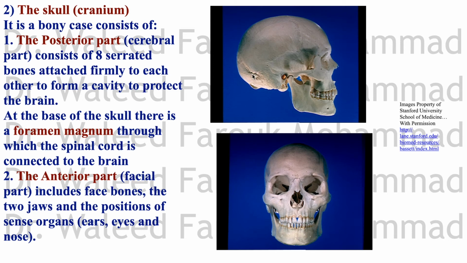Cerebral part formed of bones almost fused together in these sutures, zigzag lines, joints. And the anterior or facial part has the facial bones, like the nasal bones, like the orbit in which there's the eye, the upper jaw and the lower jaw, and contains the sense organs like the eyes, like the nose for smelling, and the ears on the sides for hearing, of course.